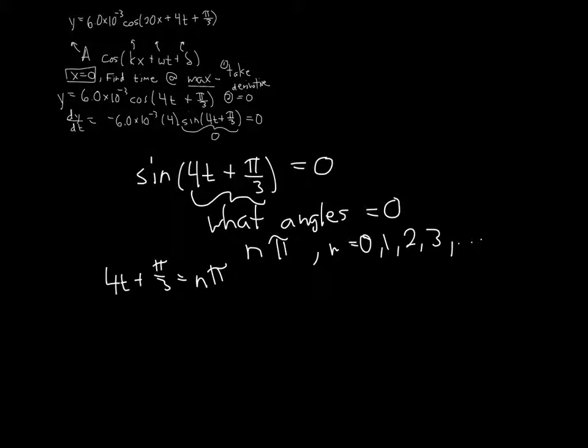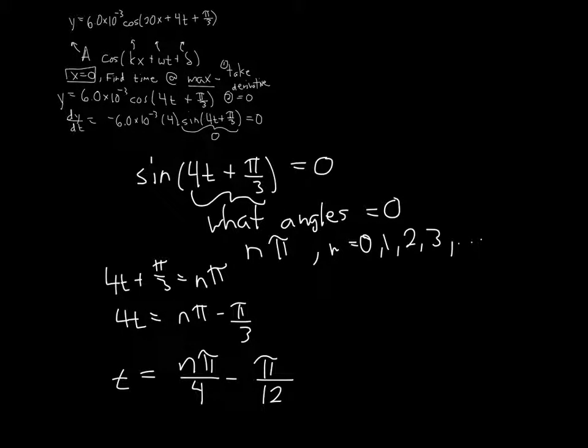Now, to finally find what times I need, I can solve all of this for t. First, I want to subtract the pi over 3 to the other side. So I get n pi minus pi over 3. And then I want to divide both sides by 4 to get the t by itself, and I get n times pi over 4 minus pi over 3 times 4, which is going to be 12. So any of these times will give us the times at which we have a maximum for x equal to 0.